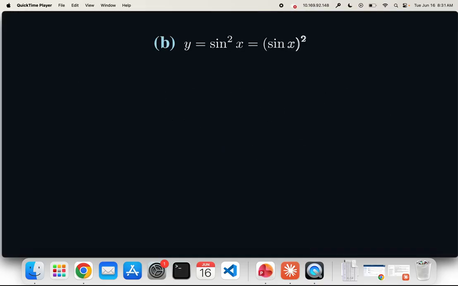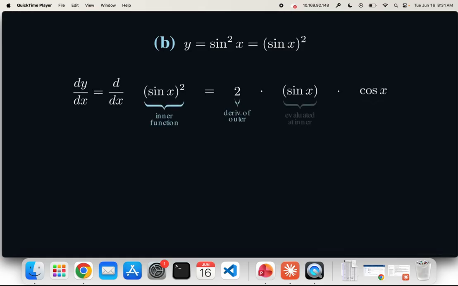Okay, here's another one. So what's the inner, what's the outer function? Notice here, this square means that you square the entire sine function. So the inner function is sine of x. The outer function is the square function. So when you differentiate this, you have to differentiate the square function. That's the outer function.